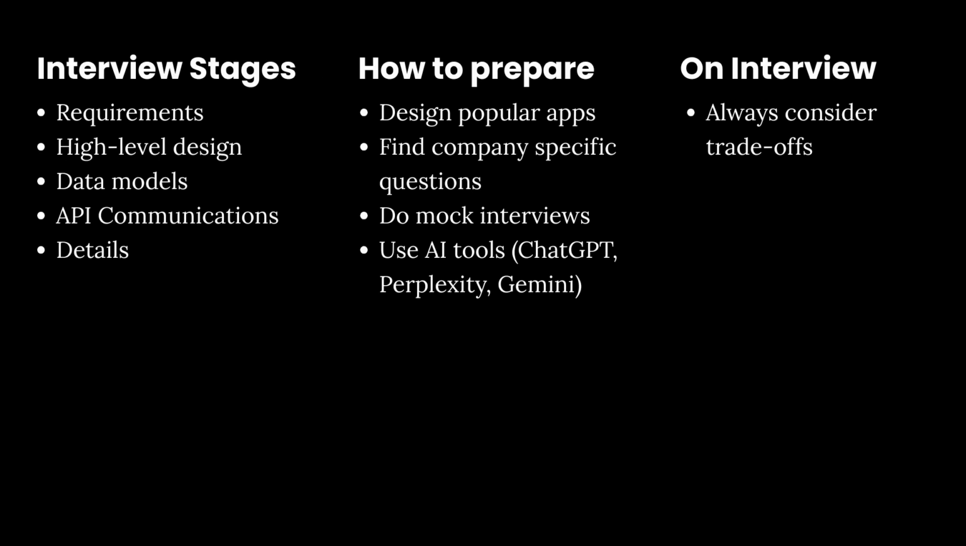A system design interview consists of 5 key parts: requirements, high-level design, data modeling, API communications, and additional topics. The best way to prepare is to practice designing real-world applications from scratch. Research company-specific interview questions and do mock interviews to simulate real scenarios. Never assume a technology is a silver bullet. Finally, use AI and online platforms to refine your system design skills.